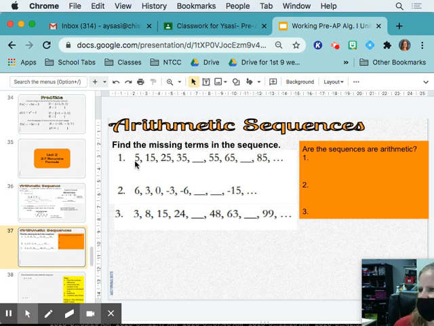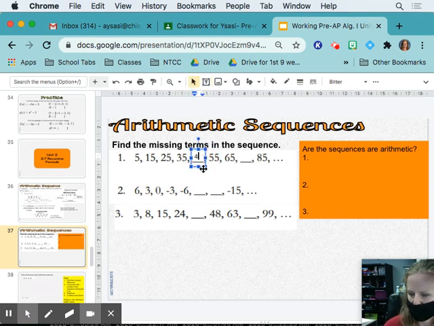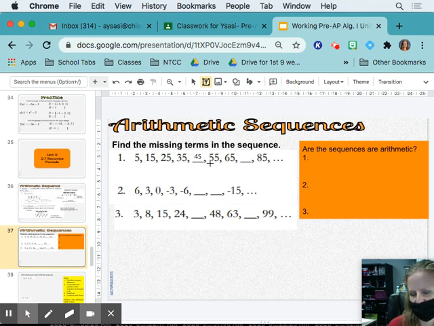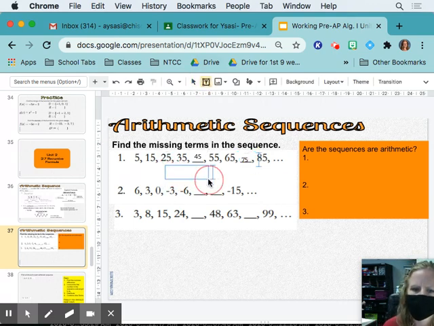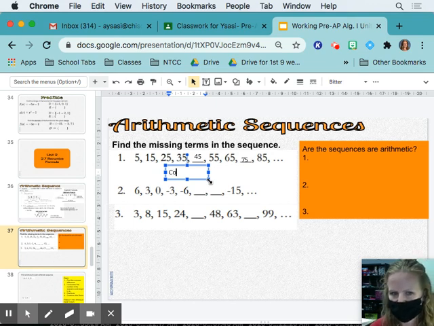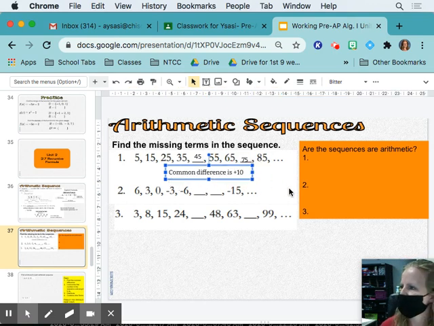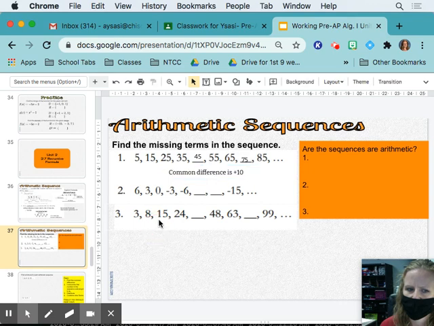All right. So what is the pattern? Plus 10? What about 15 to 25? 25 to 35? So what's the next term? 45? All right. What's the next term? 55, 65, and then 75? So the pattern, or the common difference, is plus 10. Okay, let's go to the next one.